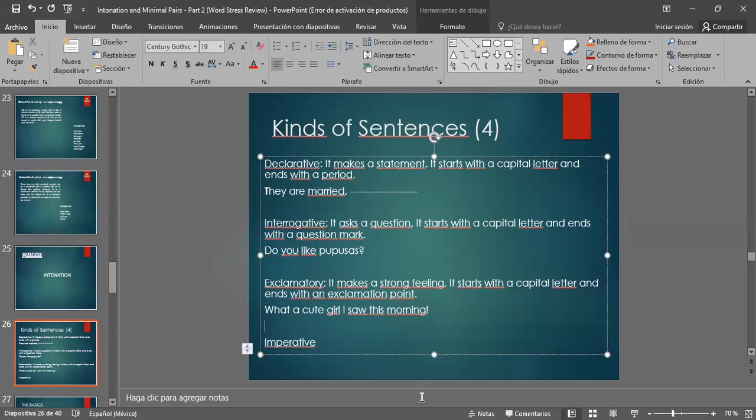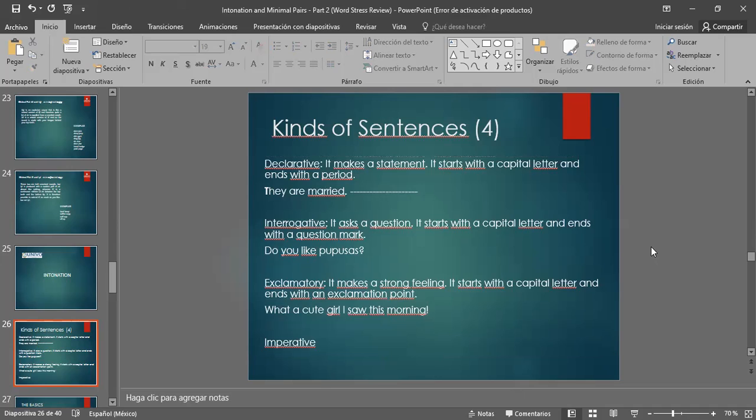Vamos a ver, ahora se lo vamos a preguntar a una señorita. Let me see. A Viviana Mercedes, que se conectó temprano hoy. Yes, tell me. Nice. Can you please read this example? This one. Okay, what a cute girl I saw this morning. Are you sure? I missed the intonation. What a cute girl I saw this morning.